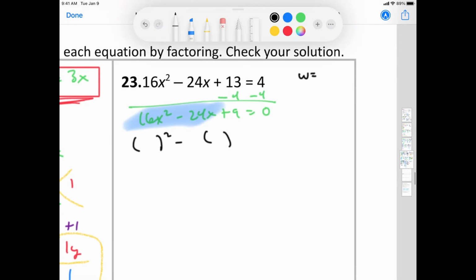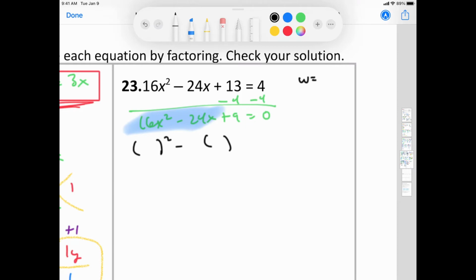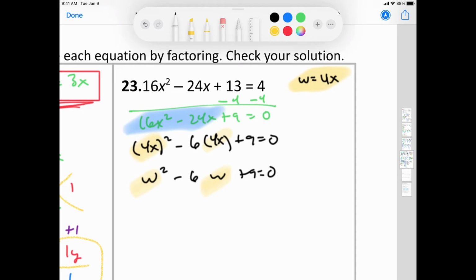Well, something squared equals 16x squared, that's going to be 4x. Because if I do 4x times 6, that gives me negative 24x. Here is our substitution. So every time I see 4x, we're going to write w. So w squared minus 6w plus 9. And now the problem's a little bit more manageable for us.